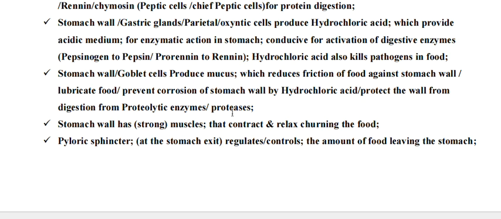I think I had said earlier on. Then hydrochloric acid kills bacteria, so accept germs, but to be correct, it is pathogens, kill pathogens.